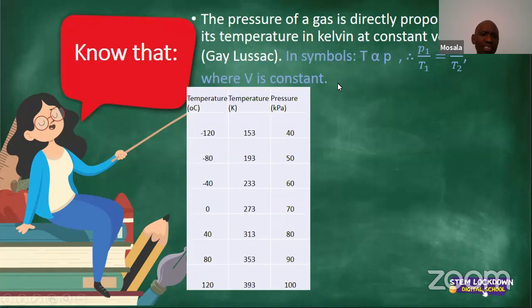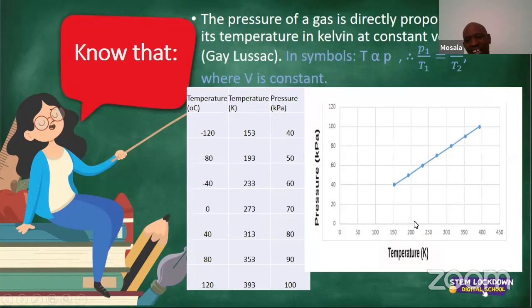All right, we'll do the same, convert the temperature from degrees Celsius to Kelvin scale, and then we'll plot a graph of pressure versus temperature, and this is the kind of graph that you should be getting. Right.